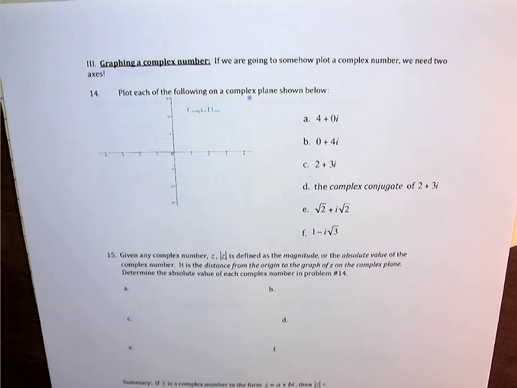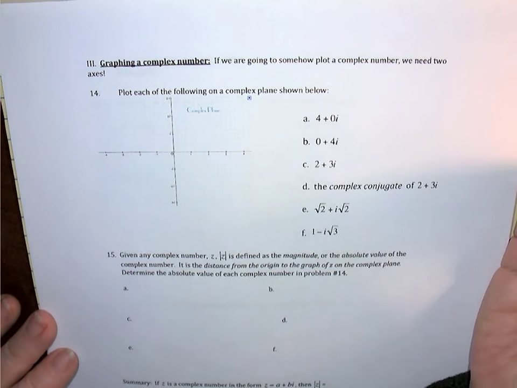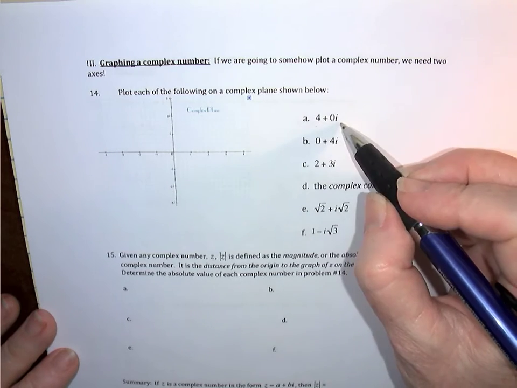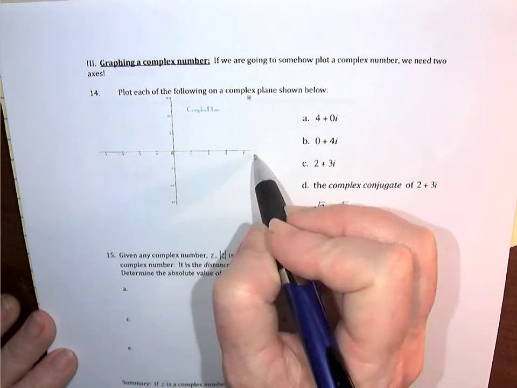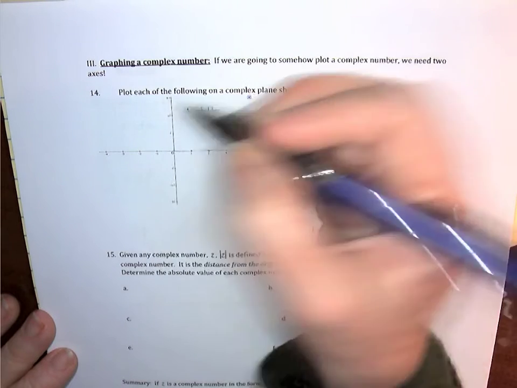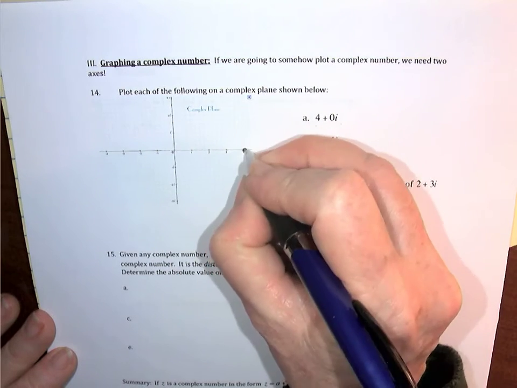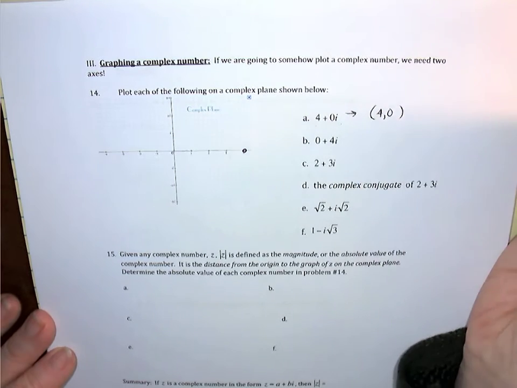Graphing a complex number is a little bit of a crazy thing, but it's not because a complex number has two parts and an ordered pair has two parts. So if I wanted to graph 4 plus 0i, I have an imaginary axis and I have a real axis. Even though these are imaginary numbers, I'm really just graphing the coefficient. So 4 plus 0i would be right over here at basically 4, 0. This corresponds to the ordered pair 4, 0, nothing tricky about that.